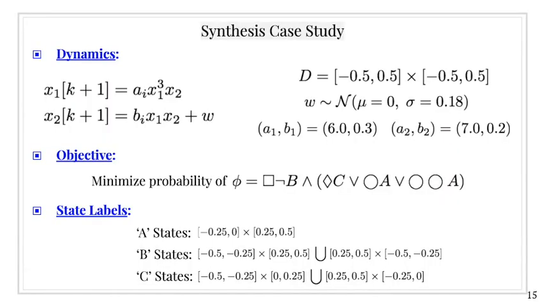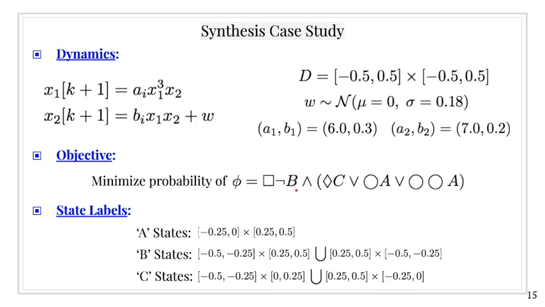Finally, we also included a synthesis case study in our paper. We have a polynomial system similar to the one in the verification case study, but now the system has 2 modes corresponding to 2 different coefficients, AI and BI. The domain, noise and state labels are identical, and now the objective is to find a mode switching policy that minimizes the probability of satisfying the same temporal logic as before. That is, for each state of the domain D, we want to select the mode which minimizes the probability that the subsequent transition of the system satisfies this temporal logic specification.